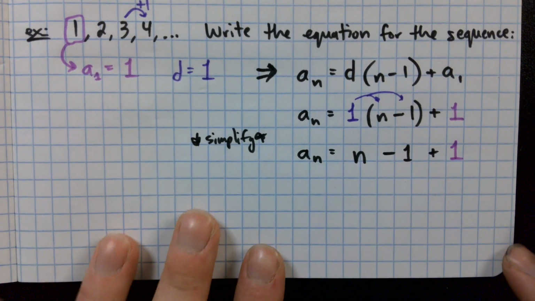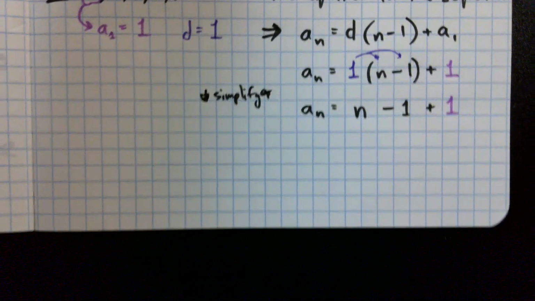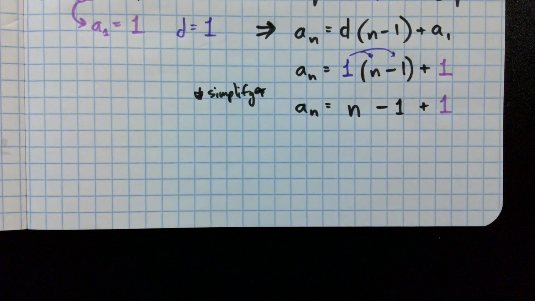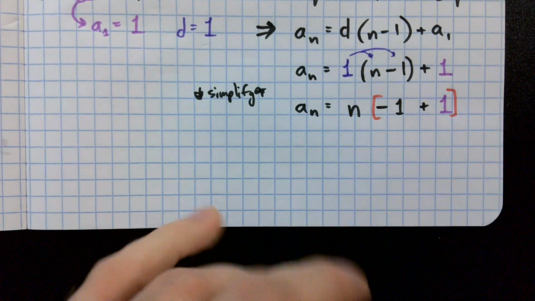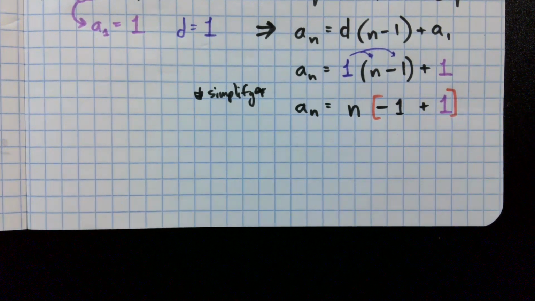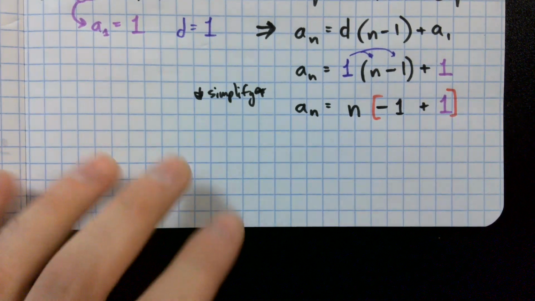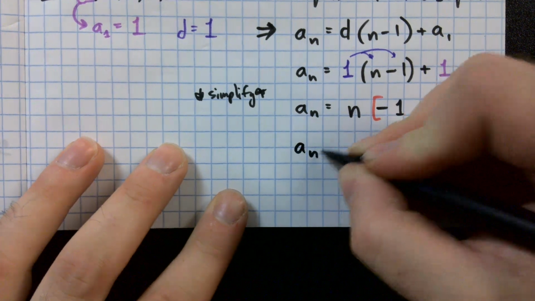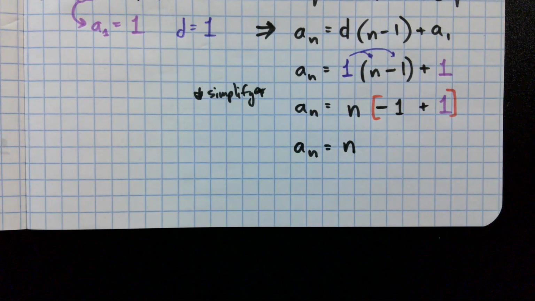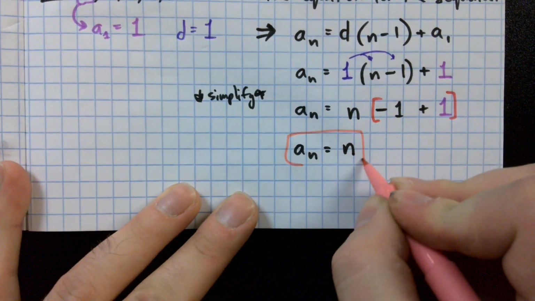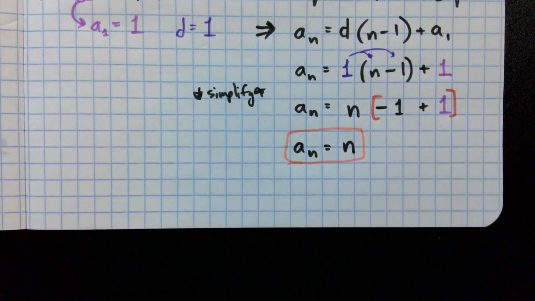Okay, I distributed that 1. Is there anything else I can do to simplify? You could add -1 to 1. Yeah, let's combine these like terms. What is -1 plus 1? 0. So they go away. So I have the equation a sub n is equal to n.